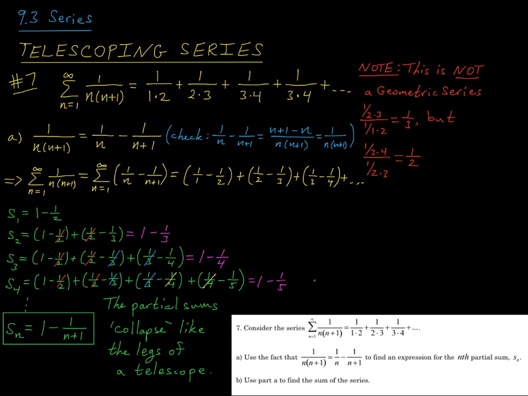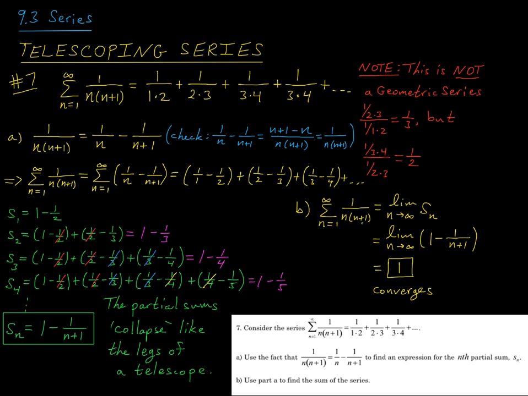Now part B says use part A to find the sum of the series, and now that we know what s sub n is, there's really nothing to this, because by definition, the sum of the series is equal to the limit of its partial sums, and since we now know that s sub n is 1 minus 1 over n plus 1, I can take the limit of this expression as n approaches infinity, and that gives me a sum equal to 1.